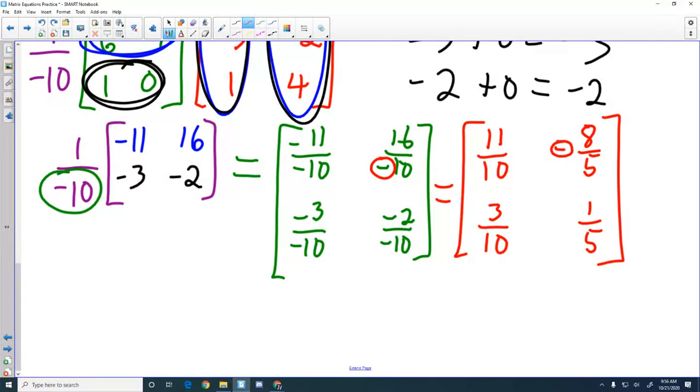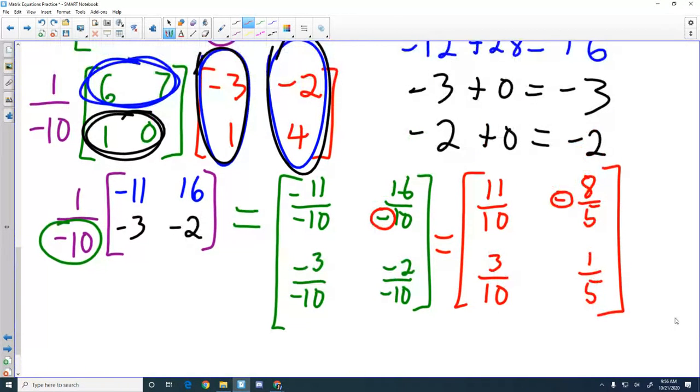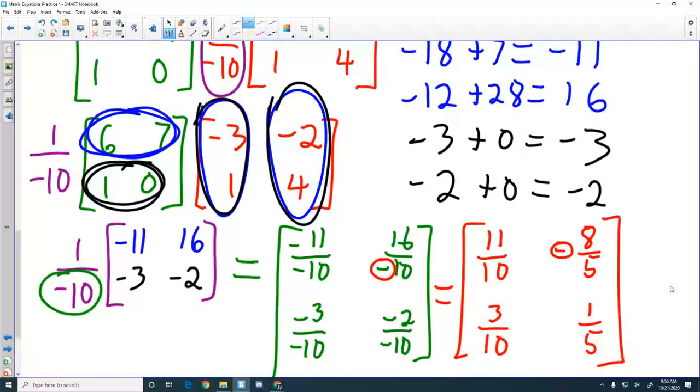Are there any questions on any of these steps that we took here to solve this matrix equation? Cool.